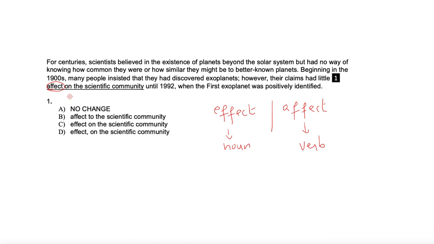And over here, if you understand, we need a noun. Their claims had little effect on the scientific community. Now, effect is the subject of this phrase over here. So we need this word. This is our option because definitely we don't need a comma after that. It doesn't make sense. So these are some tricks that you need to remember.